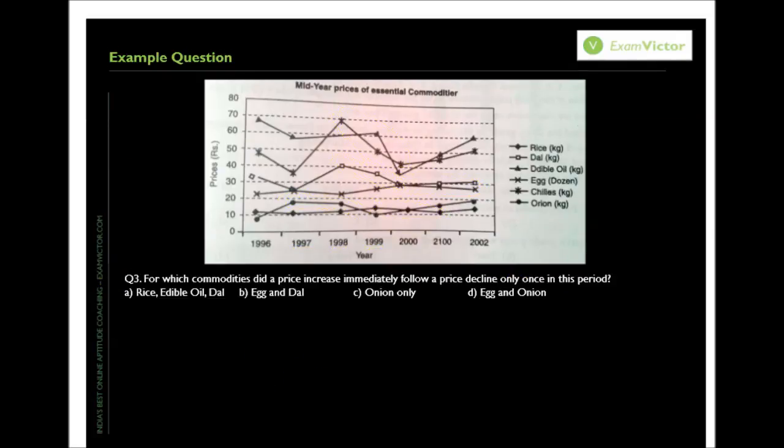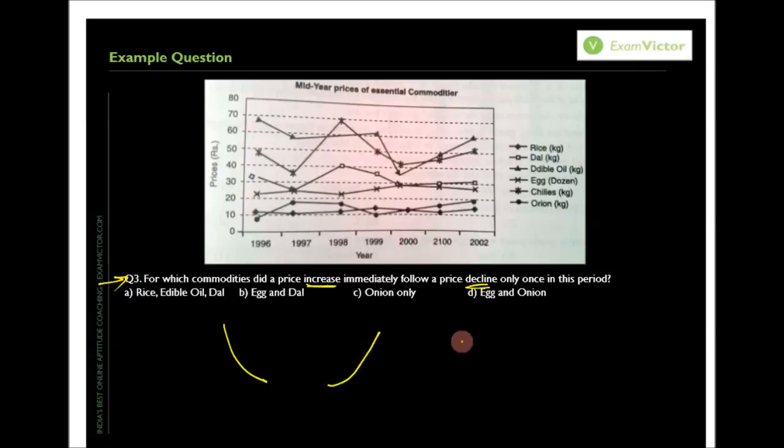Right, 3rd question based on the same graph. Now they're asking, for which commodities did a price increase immediately follow a price decline only once in this period? So quite a few things. A price increase immediately following a price decline. A price decline looks like this. A price increase looks like this.